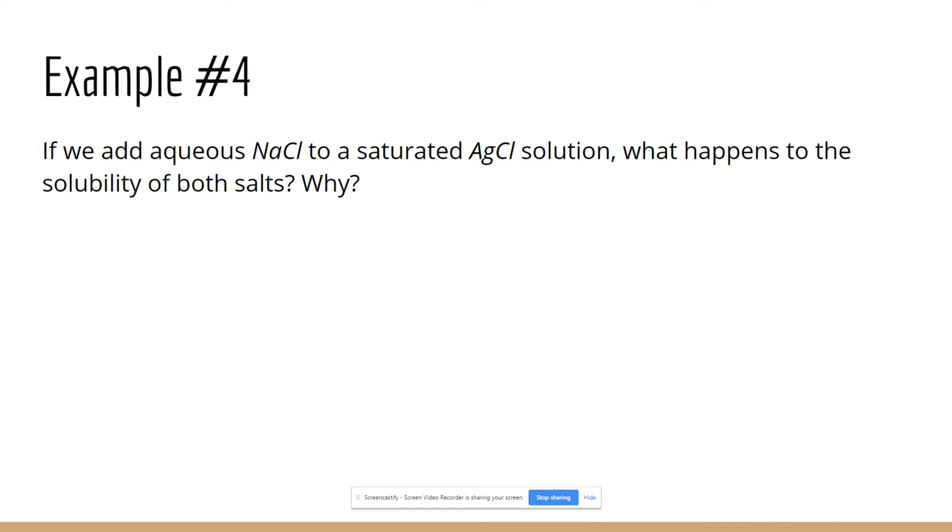If I'm adding aqueous sodium chloride, that's pretty much adding Na+ and Cl−. That is adding a product of the reaction of AgCl reacting to dissolve. So that is going to shift the equilibrium for AgCl over to the left, which is going to reduce the solubility of both salts. It's going to have much more of a dramatic impact on AgCl because that is a much less soluble salt in general, but the solubility of both salts will be decreased as a result.